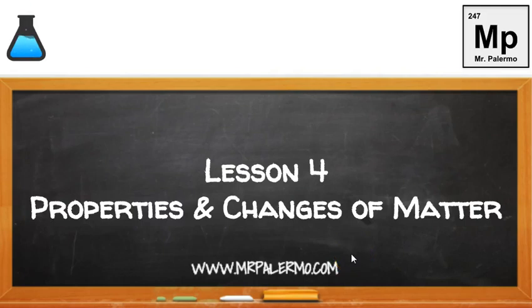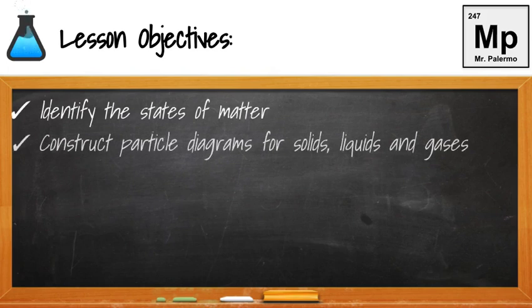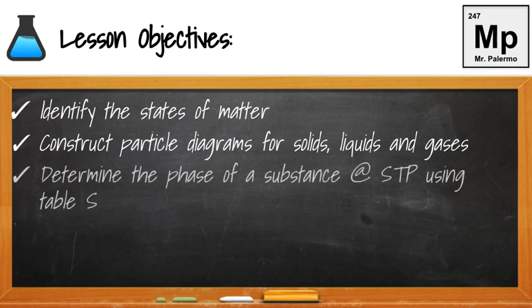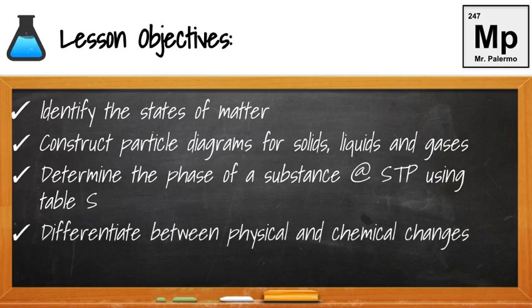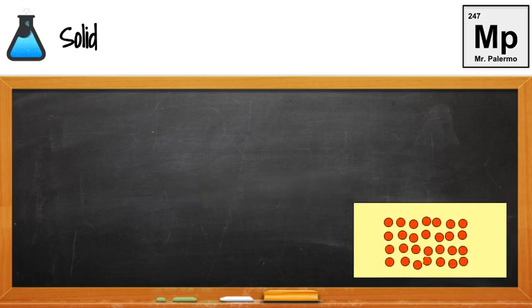Welcome to lesson number 4, Properties and Changes of Matter. Our lesson objectives: identify the states of matter, construct particle diagrams for solids, liquids, and gases, determine the phase of a substance at STP using Table S, and finally differentiate between physical and chemical changes. So let's first look at the states of matter.